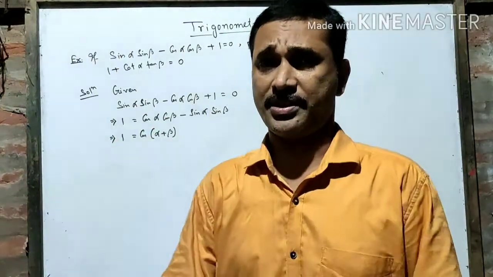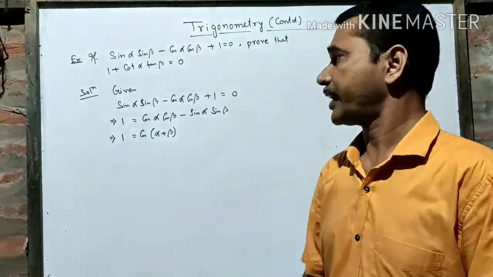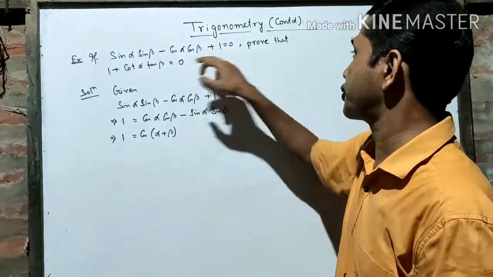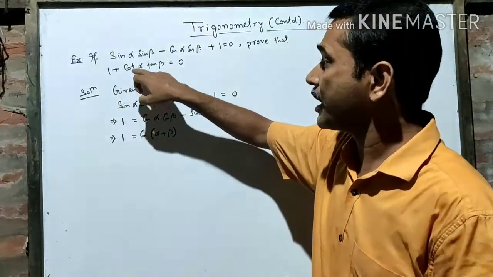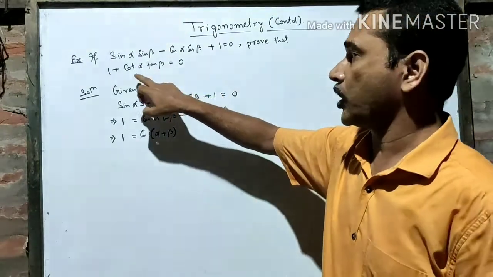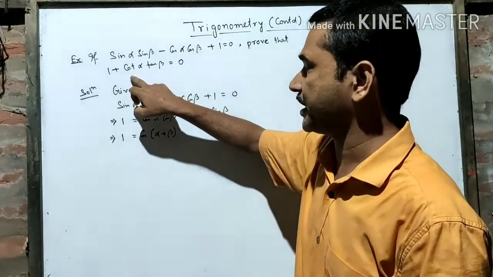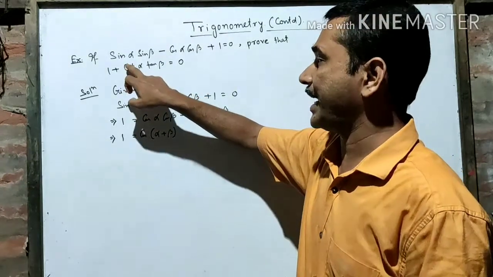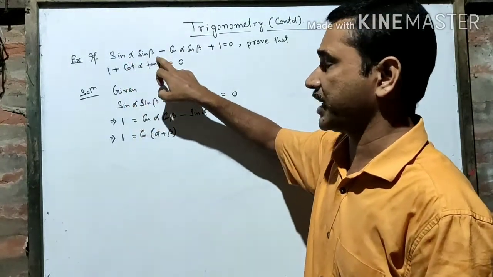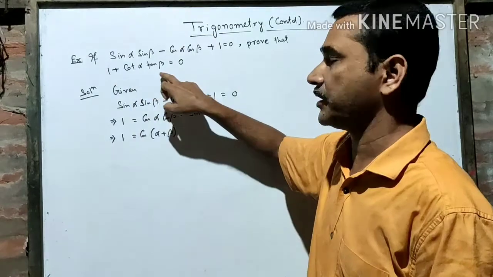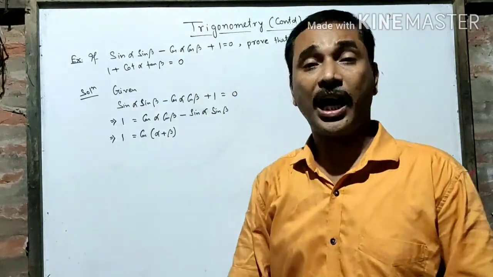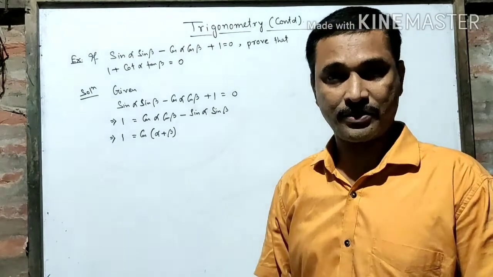But what to do with this value? Now you watch the structure of the part we have to prove: cot alpha tan beta. Cot alpha means cos alpha by sin alpha and tan beta means sin beta by cos beta. Thus you get in the numerator cos alpha sin beta and in the denominator sin alpha cos beta. Where do you get these terms? Yes, sin alpha plus beta and sin alpha minus beta.